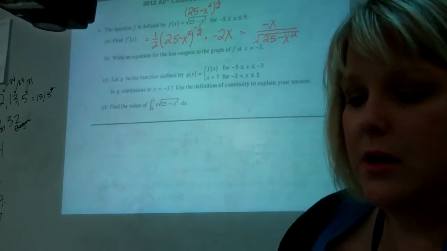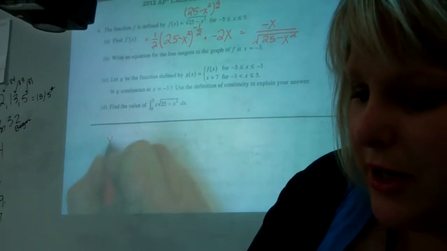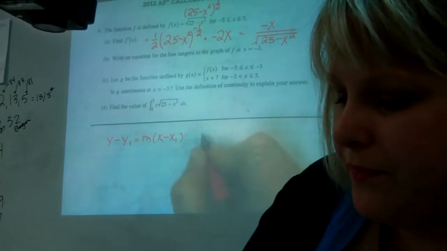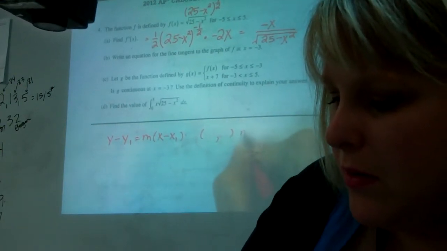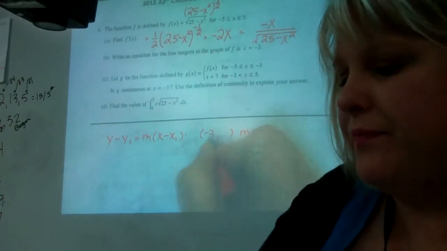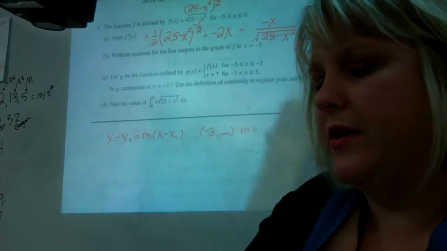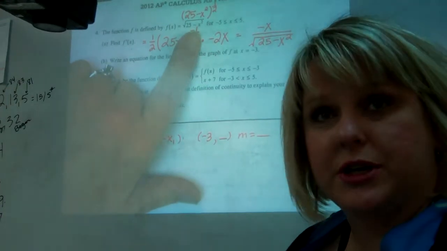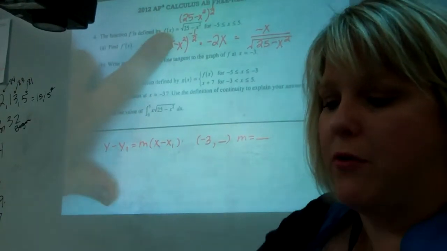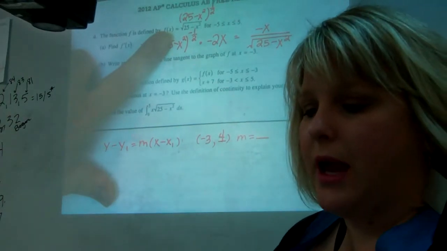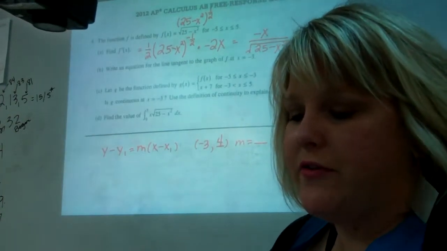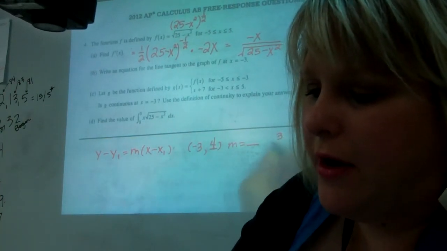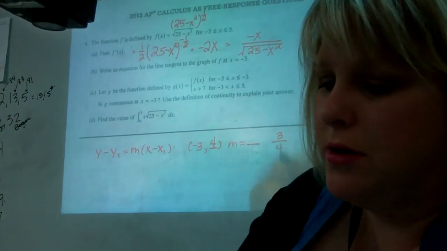Does that make sense? So in part B, to write an equation for a tangent line, you're going to use point slope, which means that you need a point and a slope. And they give you the x coordinate. So you just got to find the y coordinate and the slope and plug in. So to get the y coordinate, we just plug into the original function. So I plug negative 3 in, I'm going to get 4. And then to get the slope, we plug into the derivative, which if I plug into the derivative, I'm going to get negative negative 3, so 3 over 4, so 3/4.